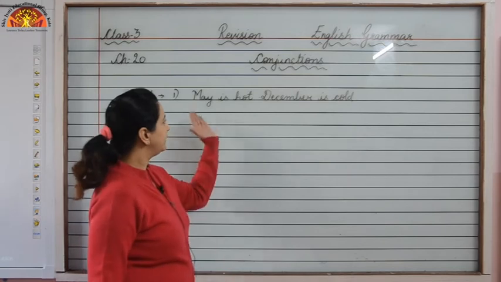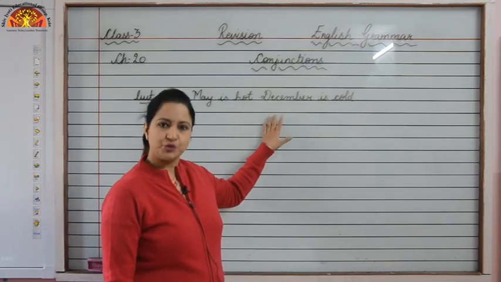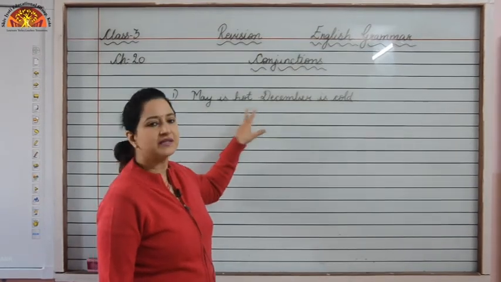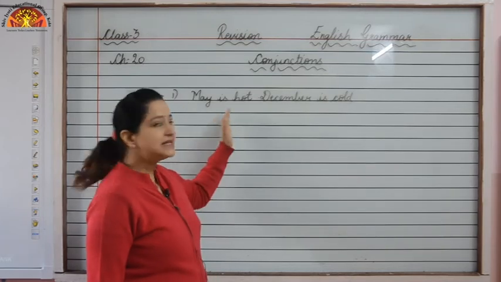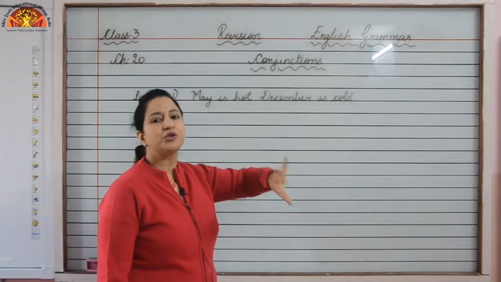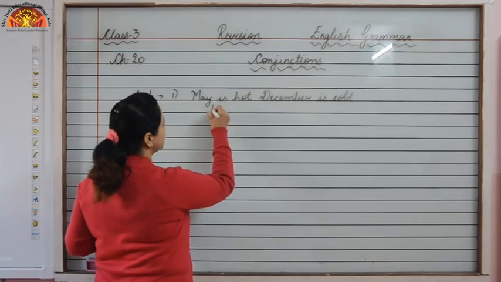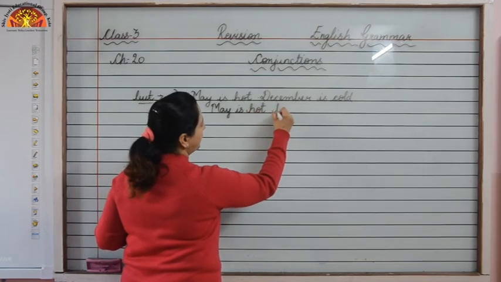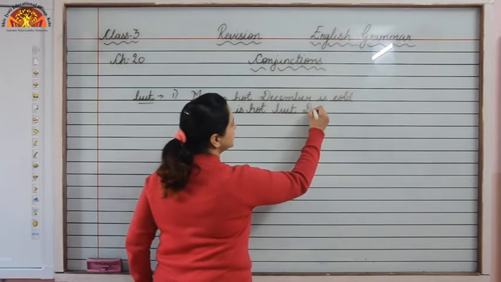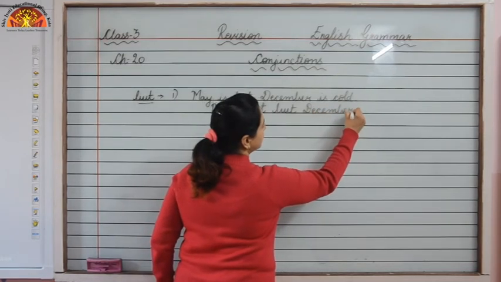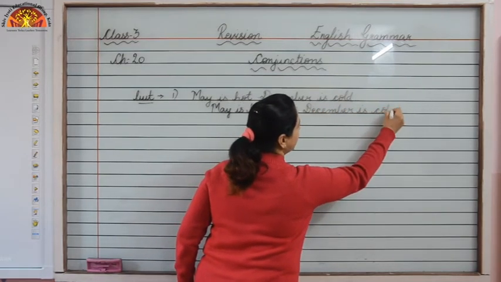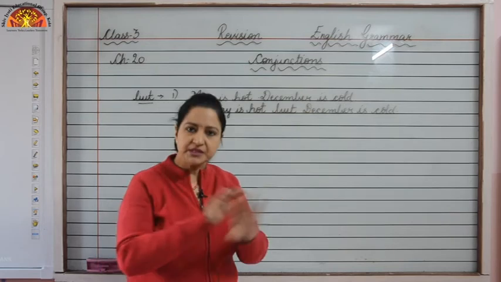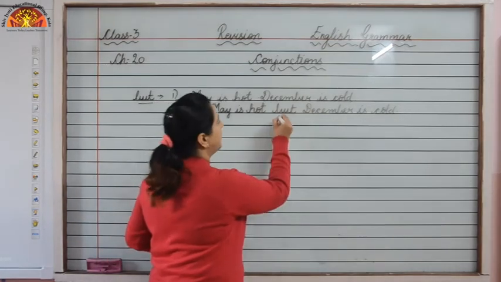Now here two sentences are there and we have to join them. Here we use but. Why? Because both the sentences are opposite to each other. May is hot, December is cold. So now we join these two sentences. May is hot, but December is cold. So when we want to join two sentences which are opposite to each other, we use but.